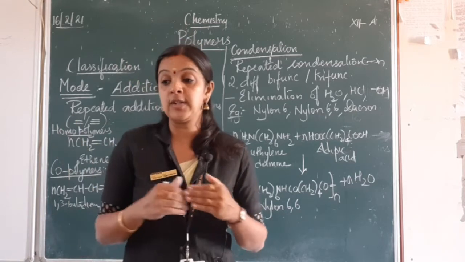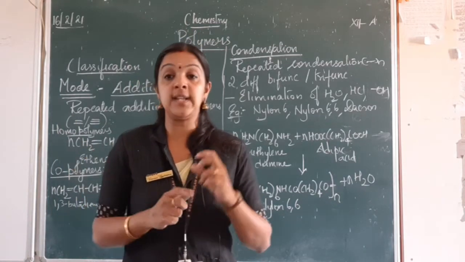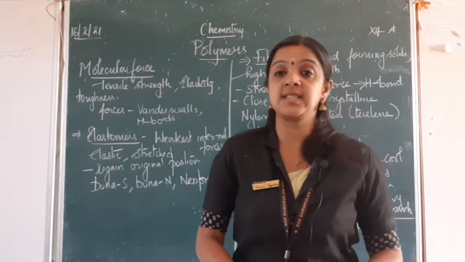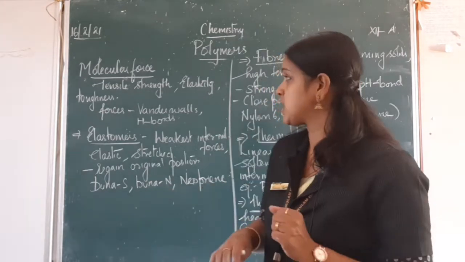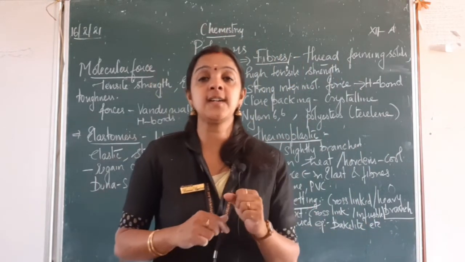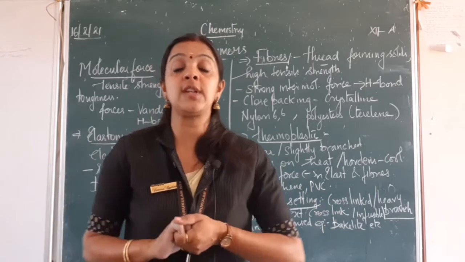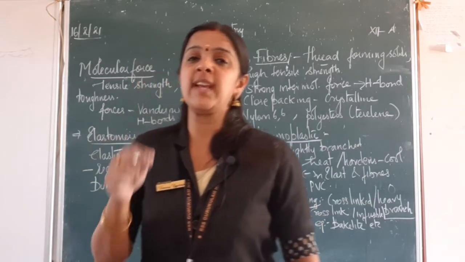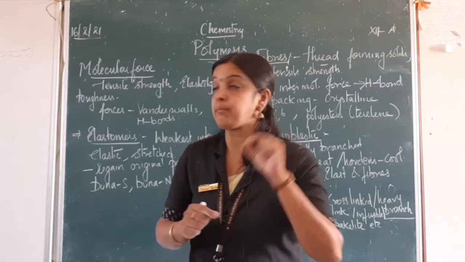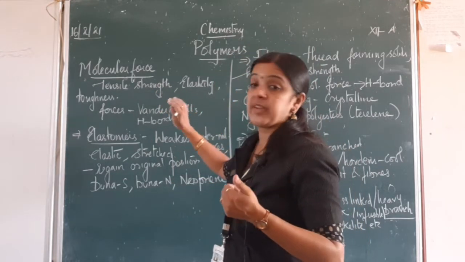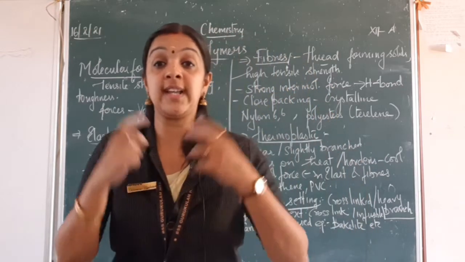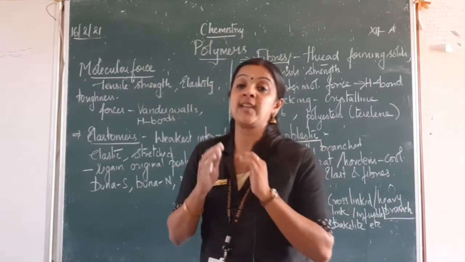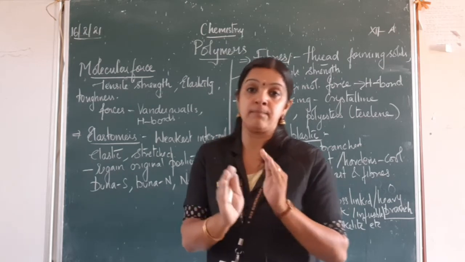Now, we will go to the last type of classification, based on the properties, that is elasticity, that is intermolecular forces. So, we are going to learn about the last type of classification, which is based on molecular forces. We have learned that there can be strong bonding between the molecules, or weak van der Waals forces, or even hydrogen bonding. So these bonds play a very important role in the properties of that particular polymer. Properties like tensile strength, elasticity, toughness, durability, flexibility, or luster, any property depends on the intermolecular forces of attraction between the monomer molecules.